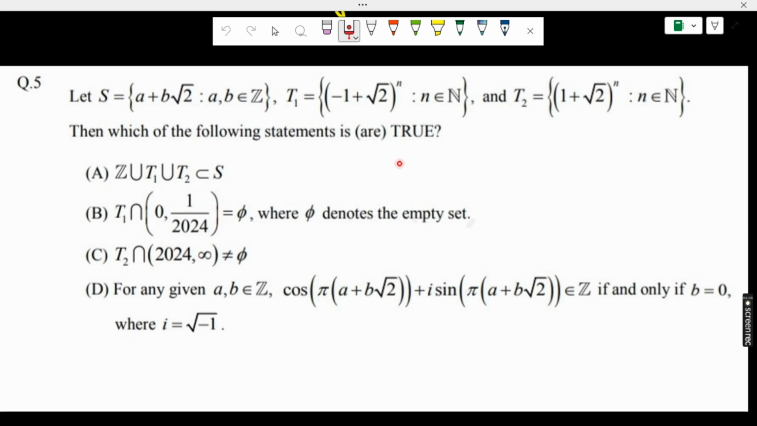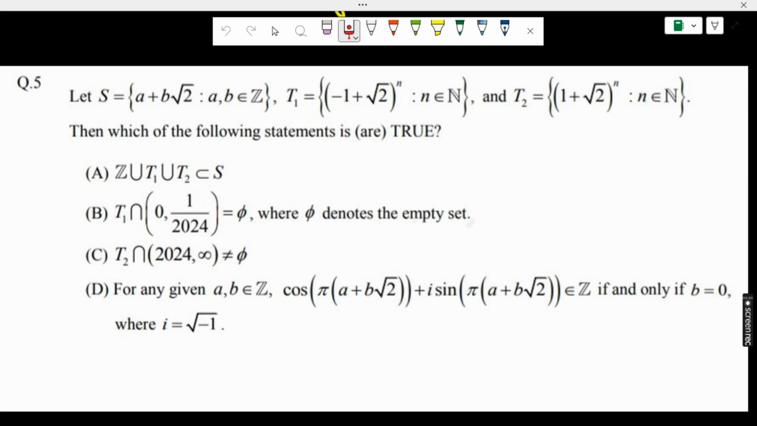First option: Z intersection the given two sets is a subset of the first set. B: the second set intersection an interval is equal to the empty set. And option C: the third set intersection an interval is not equal to the empty set, that means non-empty. D: for any given a, b belongs to Z, a complex number is given, and it is mentioned that it belongs to Z if and only if b equals 0, where i equals root minus 1, that means the imaginary number, iota.